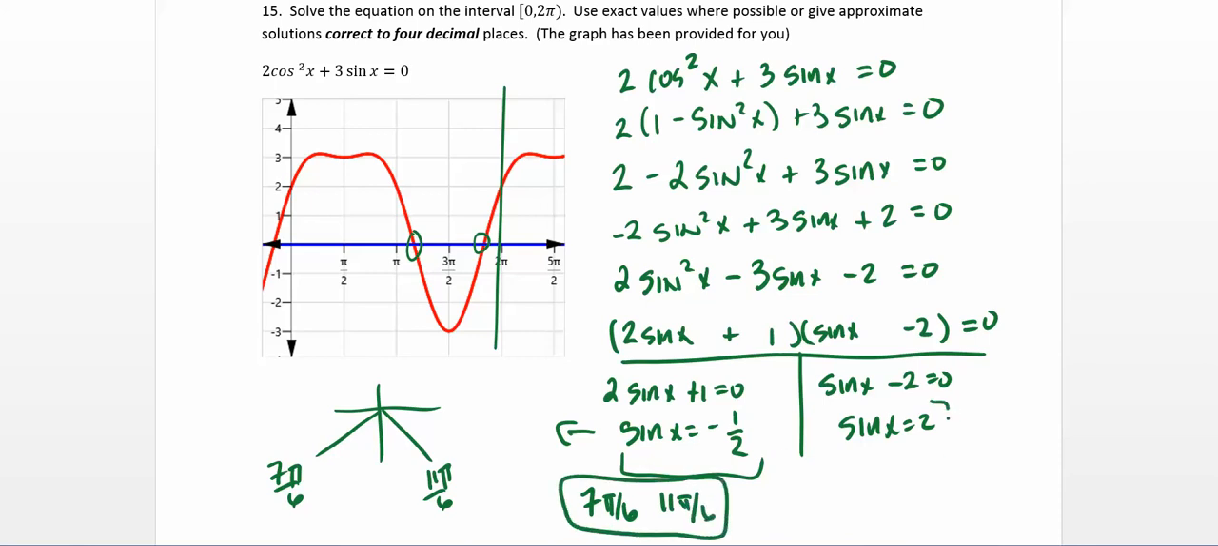But what about this? Well, you'll recall, right, a sine curve looks like this. It goes in between 1 and negative 1, and we're asking for when it's equal to 2, so there is no real solution for that one. So this one is inconsequential. So the only two answers we're looking for are 7 pi over 6 and 11 pi over 6.